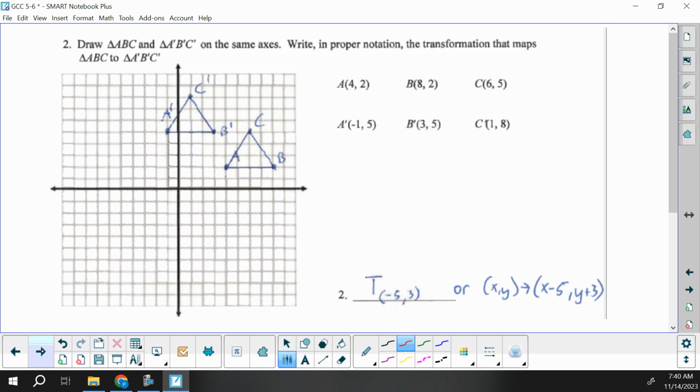Here we wanted to know which transformation. Well, notice it's oriented the same way. You got ACB as you go clockwise around. So this is just a slide or a shift. So all the points moved 5 to the left and 3 up because we went from the originals to the primes. So 2 ways we could notate it. We could do the capital T for translation, (-5, 3), or you could write it with a coordinate rule. So (x, y) becomes (x - 5, y + 3). Either of those would be fine.